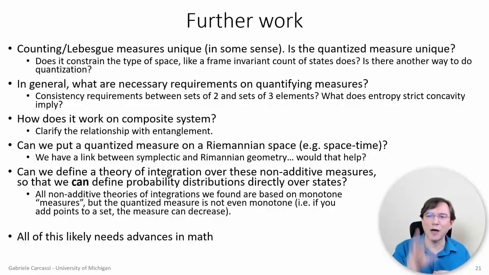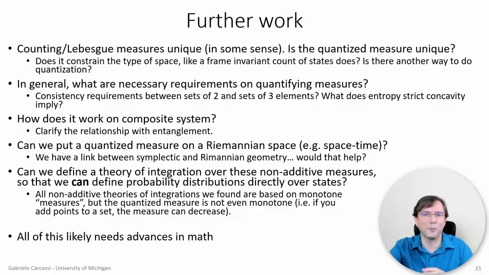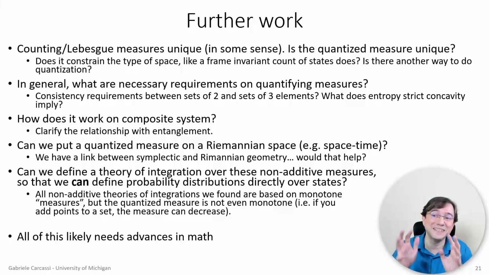One thing is that counting and Lebesgue measure are in some sense unique, right? For the counting measure, for example, you just need to tell me the value for the single point, and when you say that the point is 1, then you're fully defined. But you could say that the point is 2, or that 1 point is 1 and 1 point is 2. So you could do something weird there. But in any case, in some sense, the counting and the Lebesgue measure are unique.